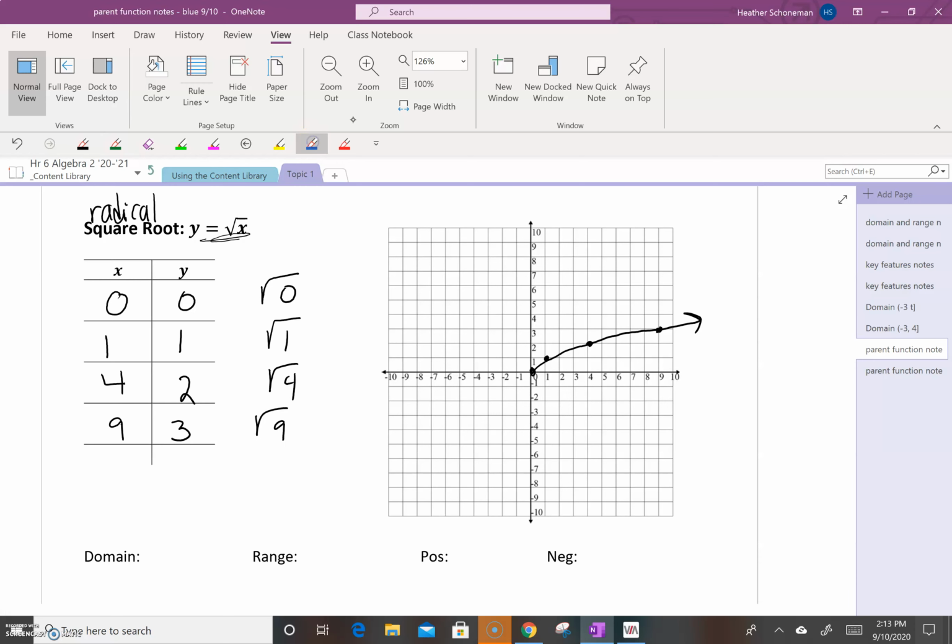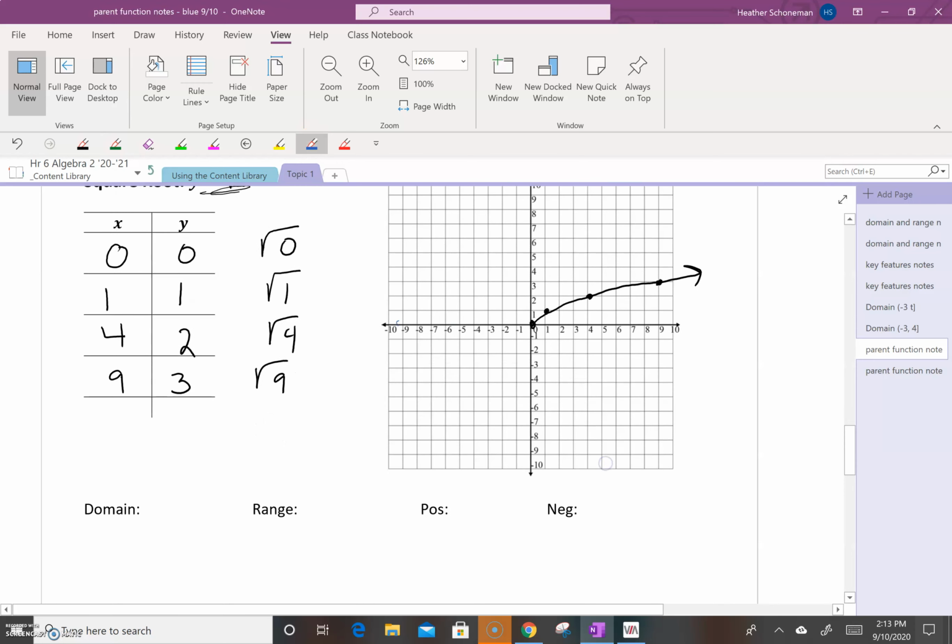Okay, domain is left and right. Well, over here to the left, we have nothing. The graph starts at 0. So the domain is 0, and it keeps going to the right to infinity. The range, down here we have nothing, but it starts at 0 and keeps going up to positive infinity.